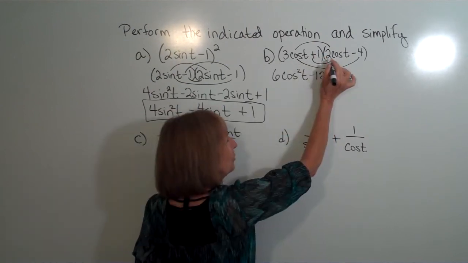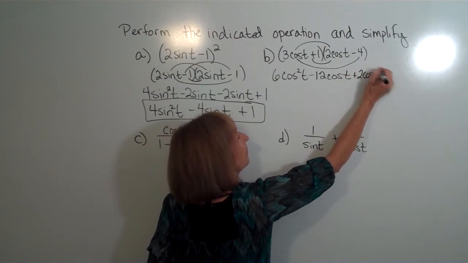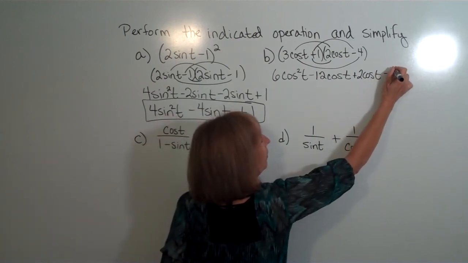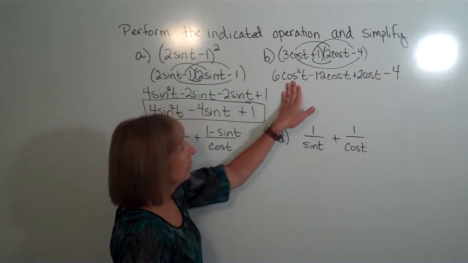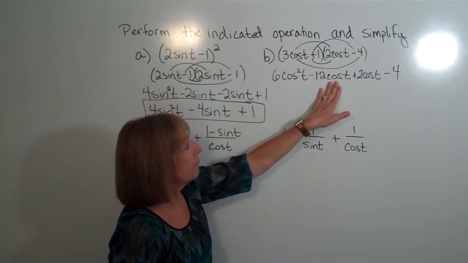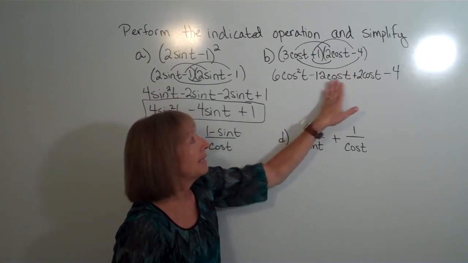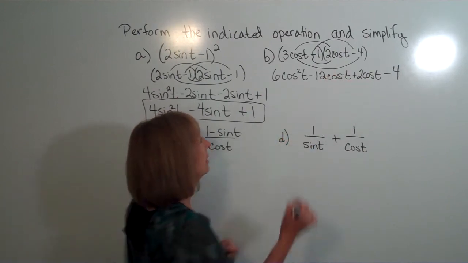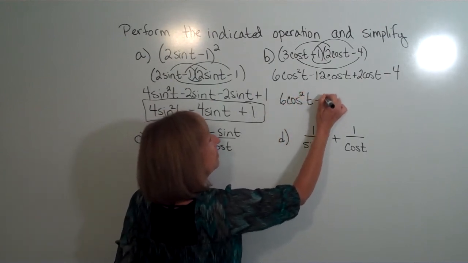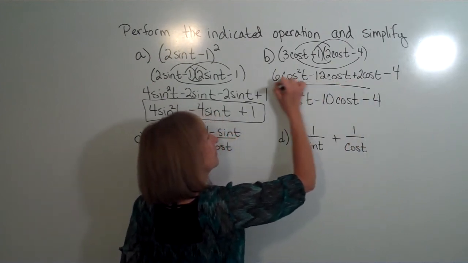Inners, 1 times 2 cosine t is plus 2 cosine t. And last, positive 1 times negative 4 is negative 4. So then when I look, there's no like terms with 6 cosine squared t, but I have minus 12 cosine t plus 2 cosine t. So combined, that's a negative 10 cosine t. So I have 6 cosine squared t minus 10 cosine t minus 4.